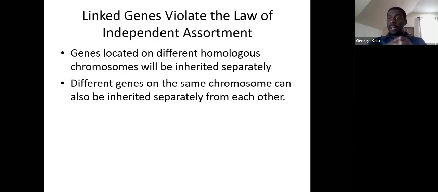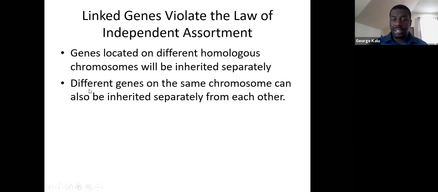Once they line up randomly, they'll eventually get pulled to either side of the cell randomly, and then you have an equal chance of inheriting either one of those chromosomes. Now, if we extrapolate that a little bit further, what that also tells us is that the genes on different homologous chromosomes are going to be inherited separately, which again makes sense. If we have a gene on chromosome 1 and a gene on chromosome 4, they're not going to have any impact on which one ends up getting inherited, right? They're going to be inherited separately from each other.